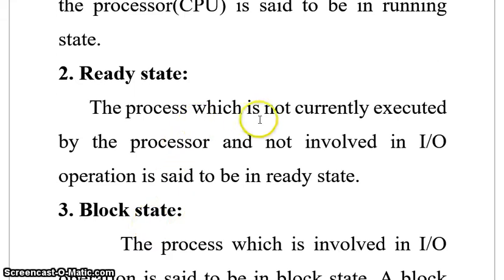A process which is not currently executed by the processor and not involved in any I/O operation is said to be in ready state. So a ready state process is present inside your main memory and is waiting for the CPU. It is not involved in I/O operation. The process which is not currently executed by the CPU and not involved in I/O operation is said to be a ready state process.